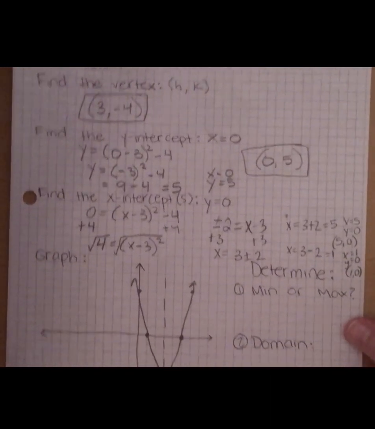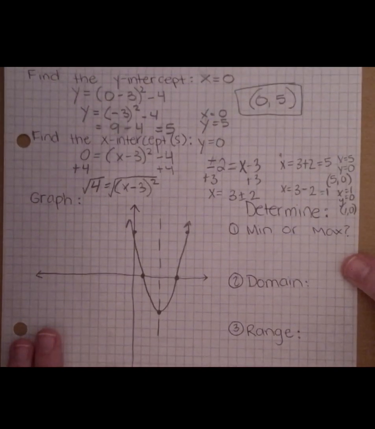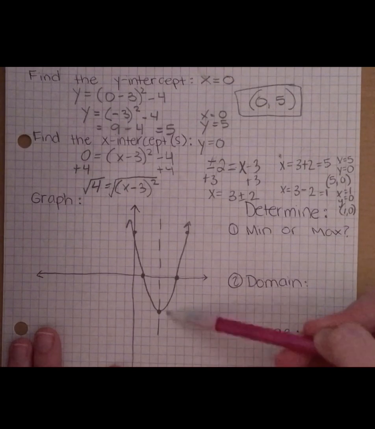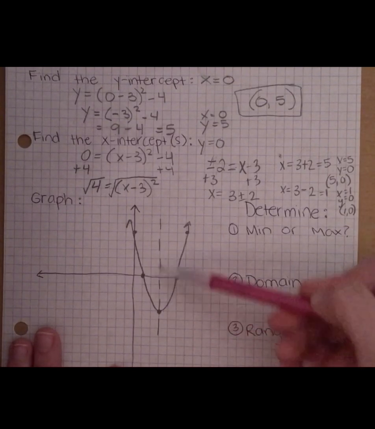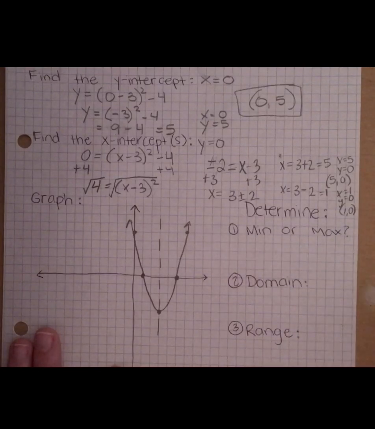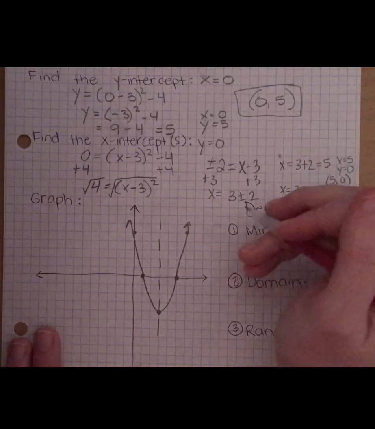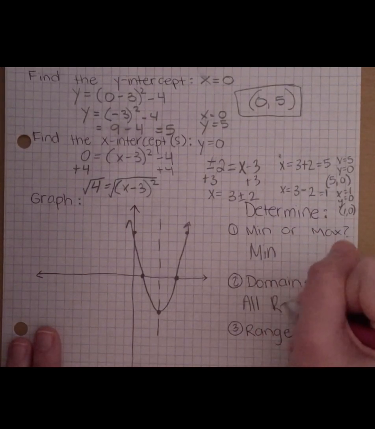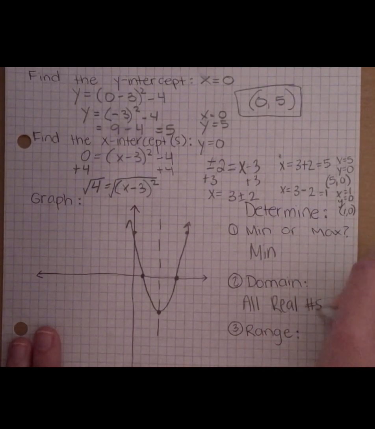So this graph should look exactly the same. I already did it for us. So we have axis of symmetry, our vertex, our y-intercept, our x-intercepts, and our reflection. We already know this was a minimum. We know the domain is all real numbers. And we know that the range was greater than or equal to -4.